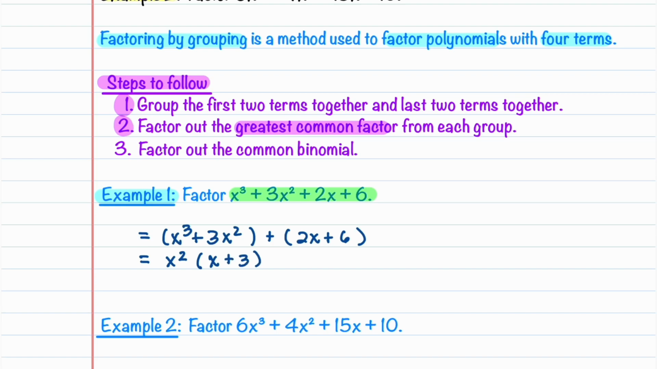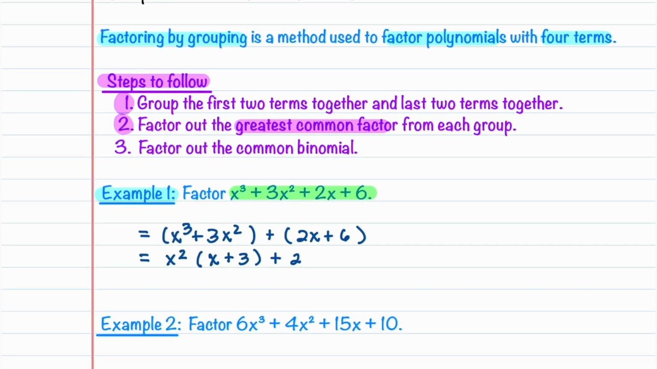Now let's look at our second group. The largest term or constant common to this group is going to be 2. So if we factor out a 2, we're left with an x plus 6 divided by 2, which is 3.